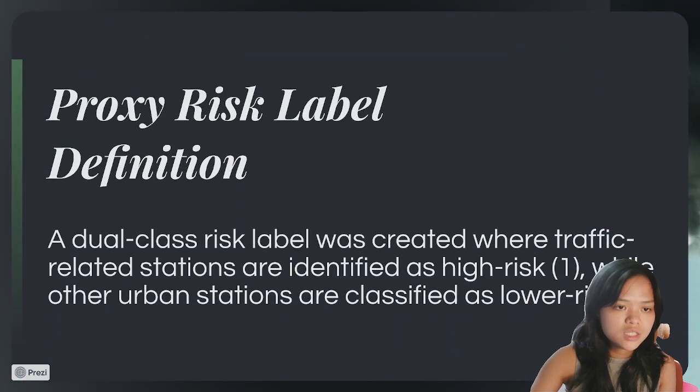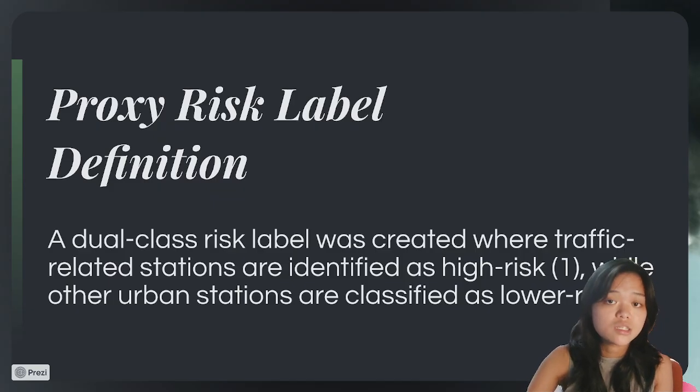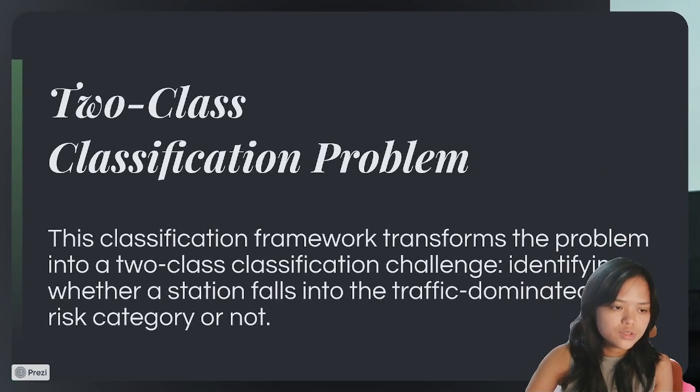So then we have the proxy risk label definition, which is a dual class risk label that was created where traffic related stations are identified as high risk, which is 1, while other urban stations are classified as low risk, which is 0. So, this classification framework transforms the problem into a two-class classification challenge, identifying whether a station falls into the high traffic dominated risk category or not.